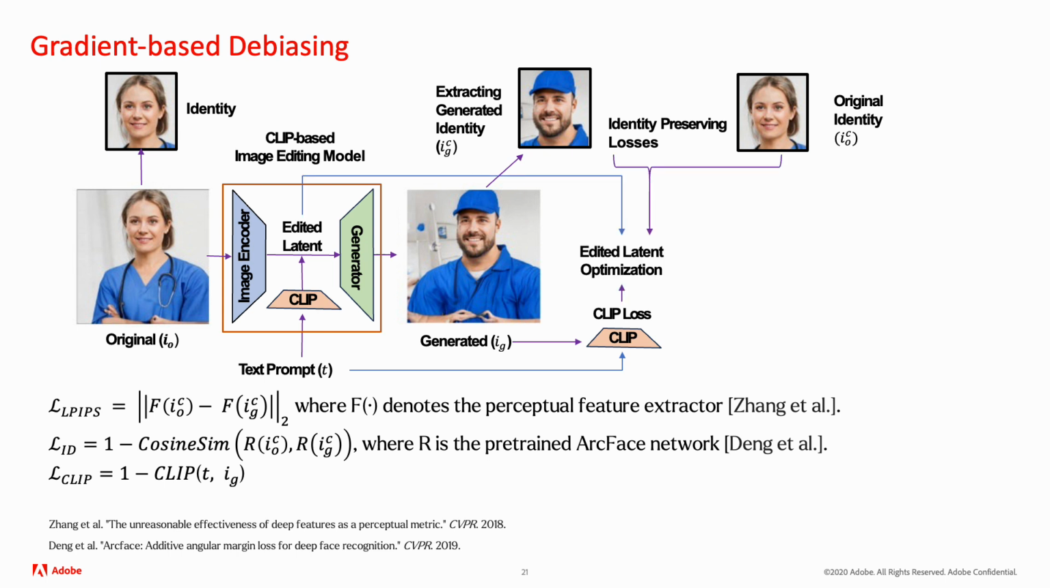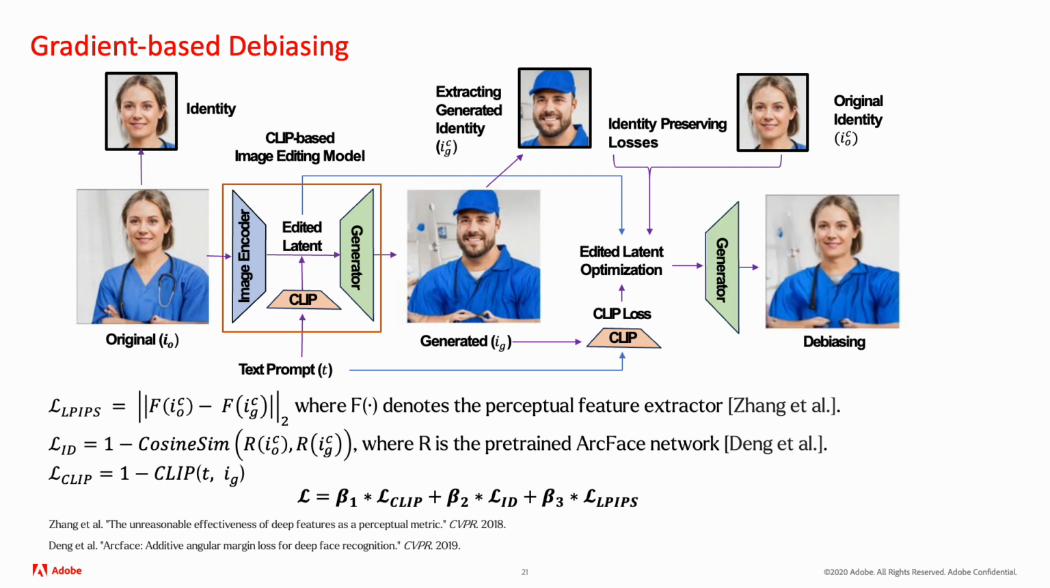When we use all these losses together, we can backpropagate and optimize this latent. Here the final loss is a combination of all these three losses, where the betas are hyperparameters. After the optimization, we can successfully debias, as I have shown in the generated image.